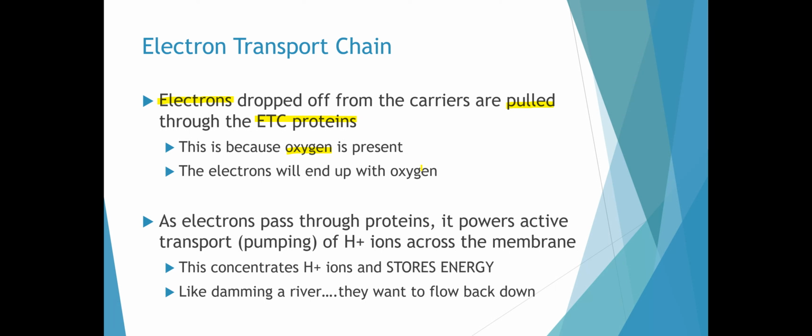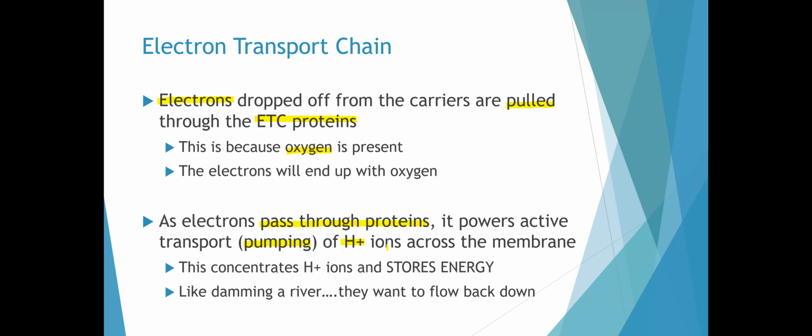Now, electrons are energy. So as they get pulled through those proteins, they're providing energy for active transport. As the electrons pass through, that's going to power the pumping of hydrogen ions. And so remember, if we're pumping them, it means we're moving them from low to high. And so what we're doing is we're actually storing energy in the form of a concentration gradient. We are pumping these hydrogen ions where they don't want to go.